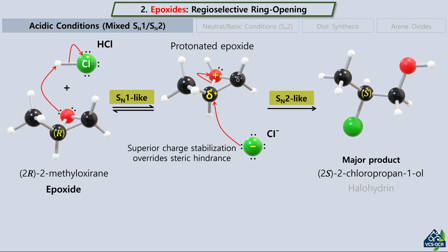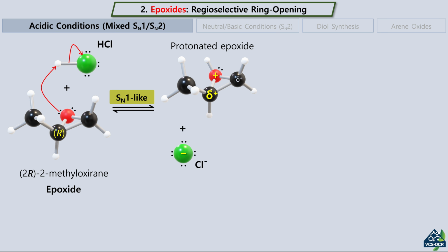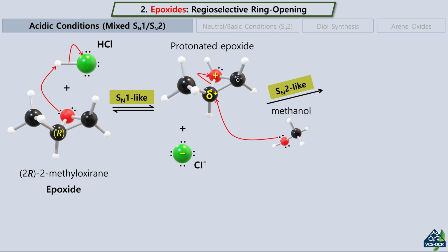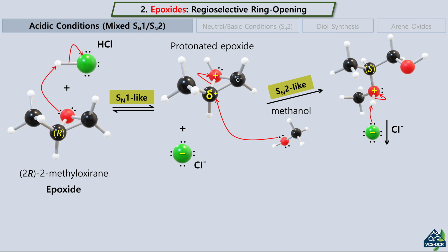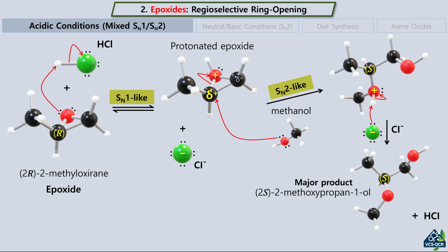We can see this principle in action when a weak nucleophile, such as an alcohol, also serves as the solvent. The solvent molecule then acts as the nucleophile, selectively attacking the more substituted carbon. This leads to the formation of a regioselective product with inversion at the reactive center, clearly illustrating how these mechanistic principles apply to real-world solvolysis reactions.